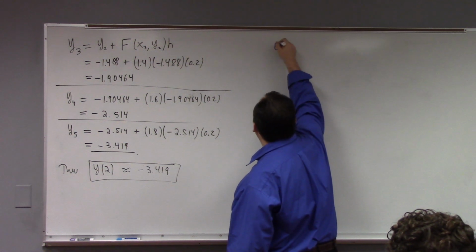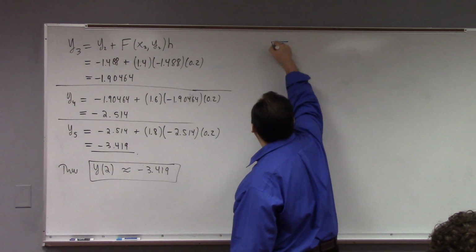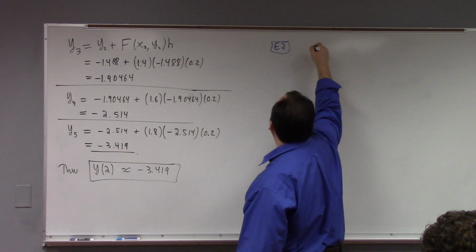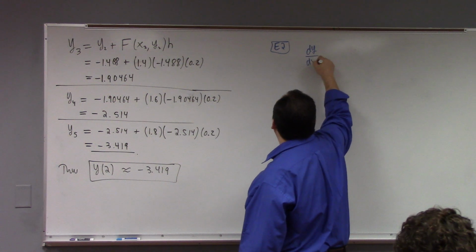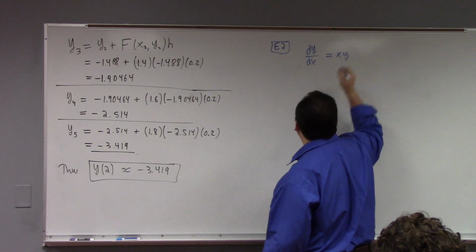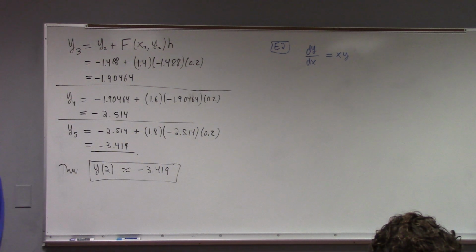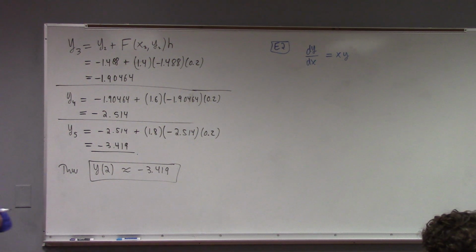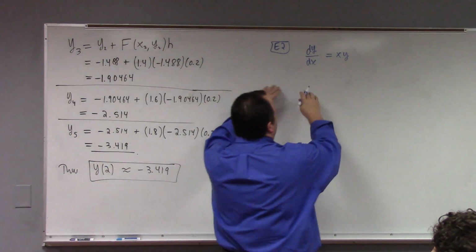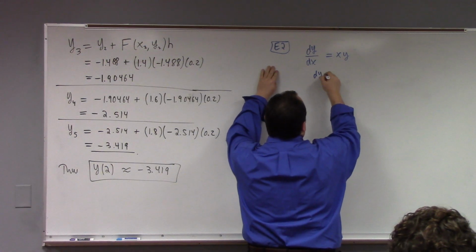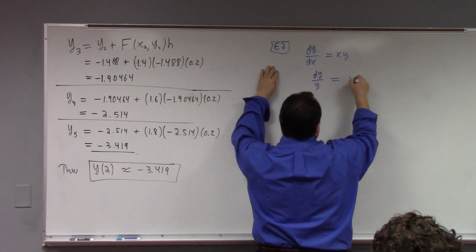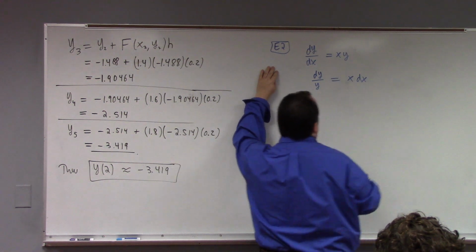Anyway, so example 2. Let's just solve this thing, yeah? dy/dx equals xy. Because we can do better than Euler's method. Sorry, I said it. Because I'm pretty sure this one we can separate and integrate, yeah? So this gives me dy over y equals x dx, yeah?